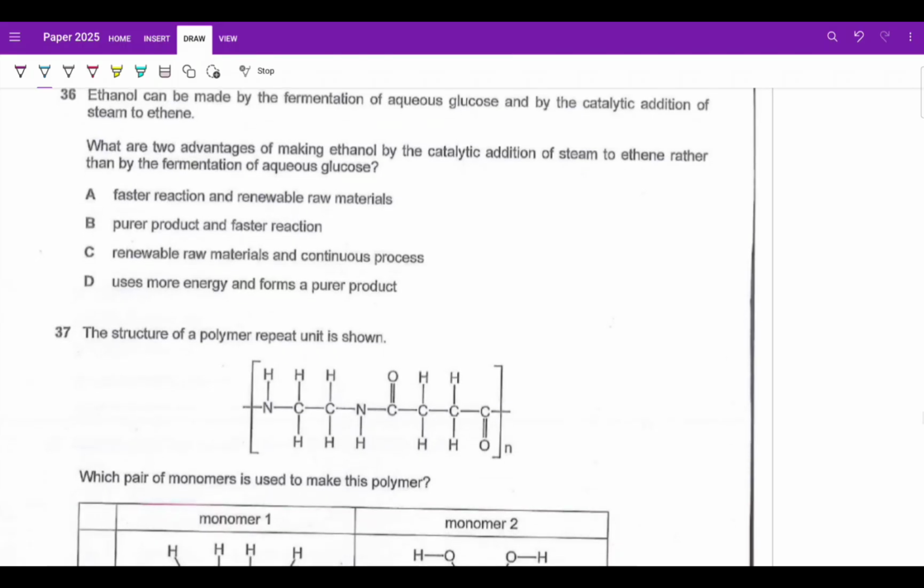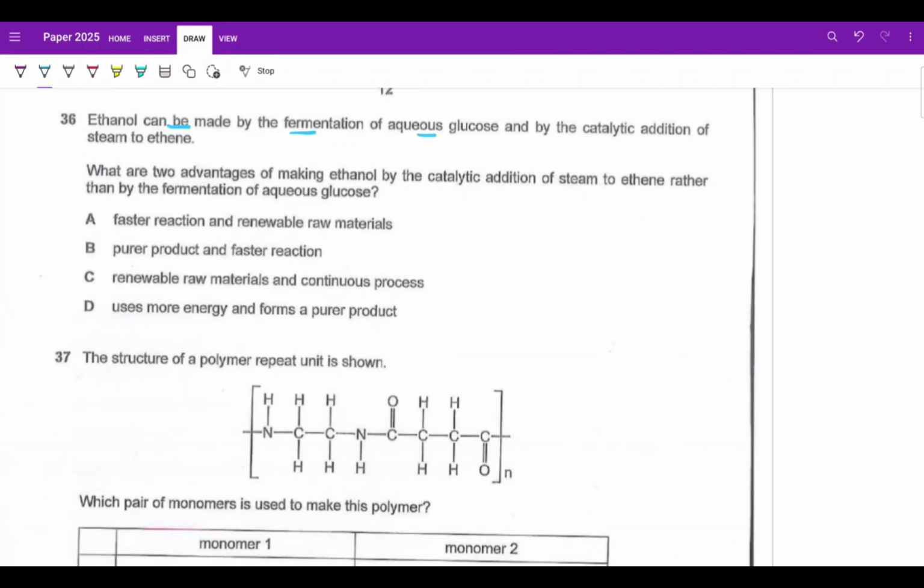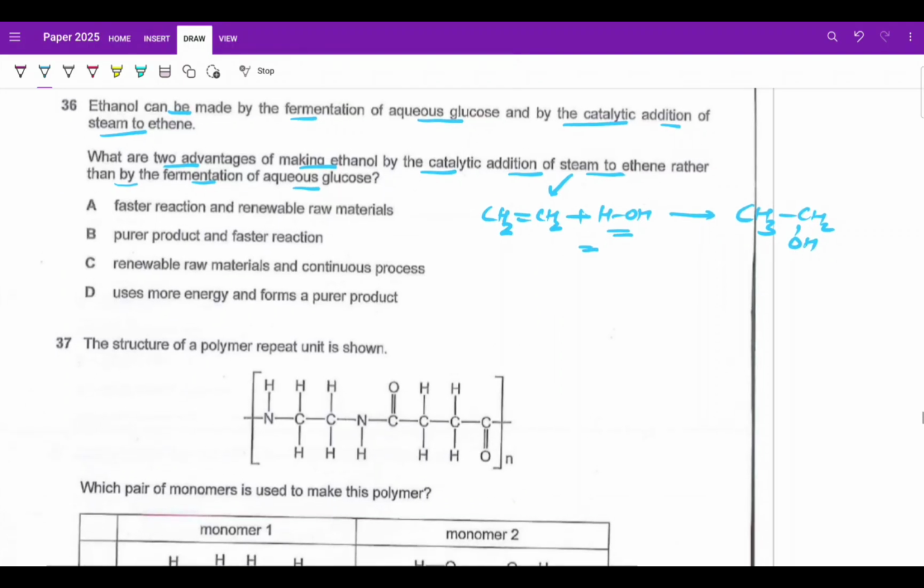Question 36, ethanol can be made by fermentation of aqueous glucose and by catalytic addition of steam to ethene. What are the two advantages of making ethanol by catalytic addition of steam to ethene rather than fermentation of aqueous glucose? Okay, these are advantages because when we react CH2 double bond CH2, that is ethene, with steam, it will convert directly into CH3CH2OH, and an addition reaction takes place. During this addition reaction, there is no byproduct and no other products are formed. Hence, this reaction is a good reaction as well as faster.